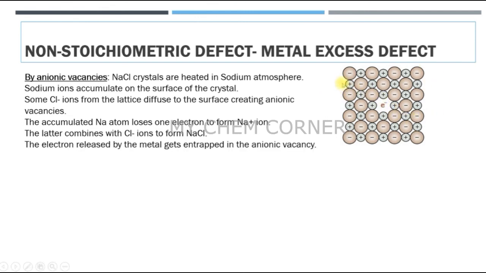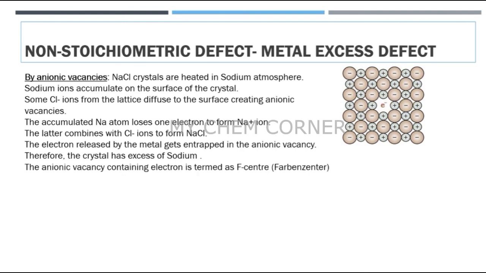Now what happens to the electron that's released by the sodium? It is going to be sitting in the place where that anion came out. So it's going to be entrapped in the anionic vacancy. Therefore, the crystal will have an excess of sodium. Alright, because one Cl has moved out, now it will have excess of sodium atoms in there.